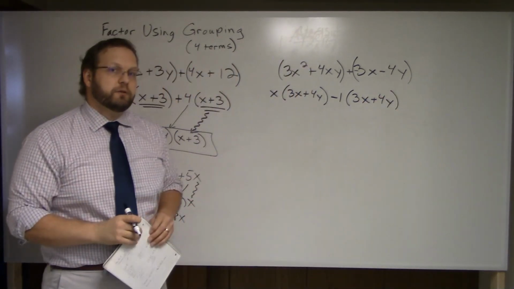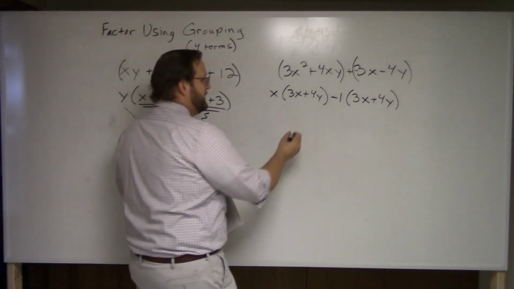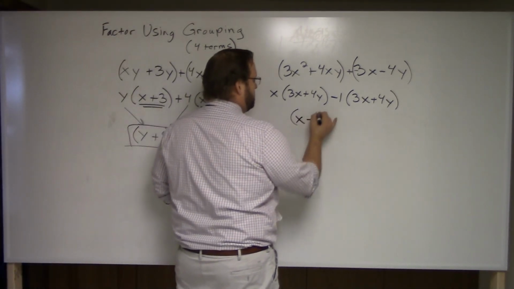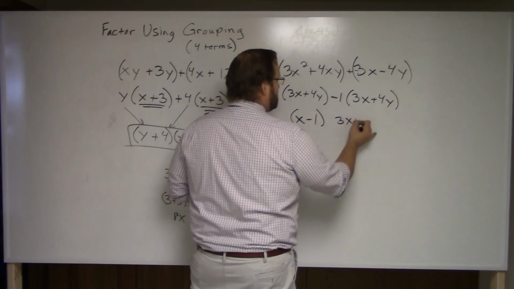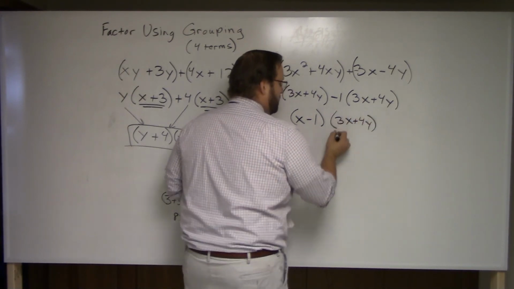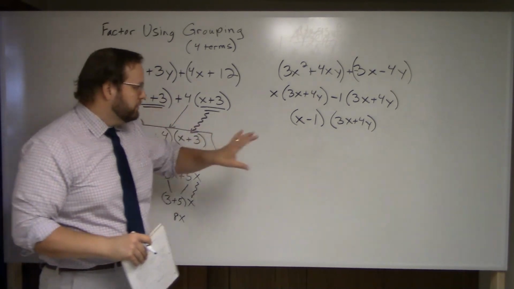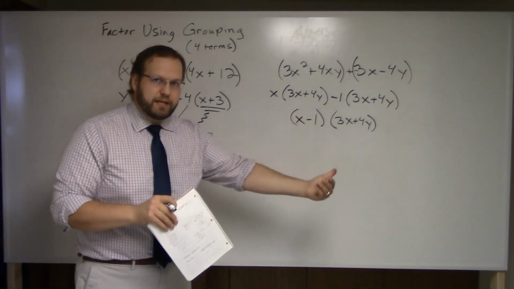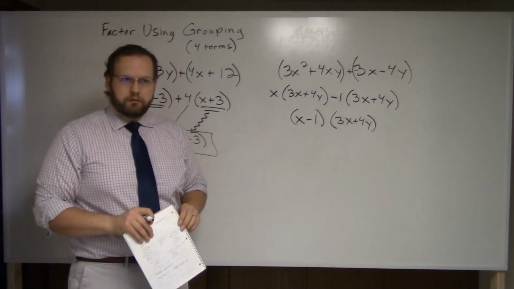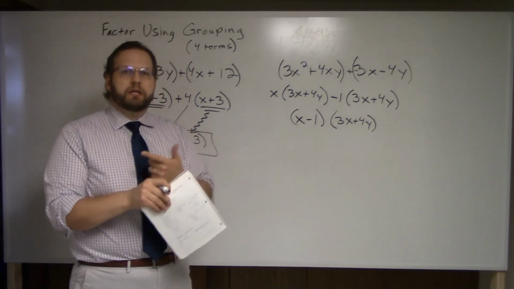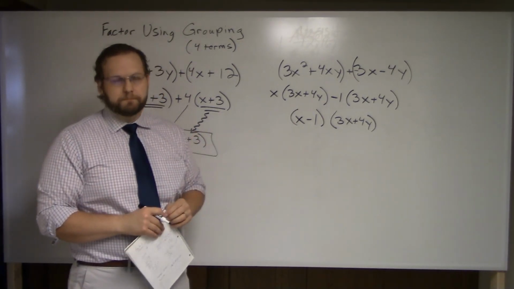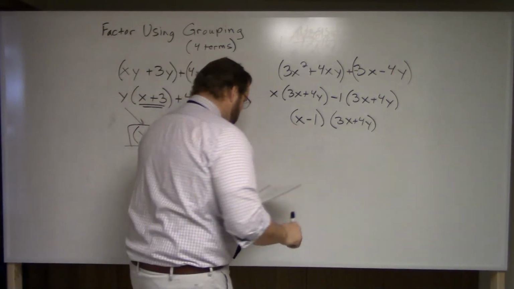And look at how nicely those come out. And then what I get is an x minus 1 and a 3x plus 4y. And there we go. If you write the problem as 3x plus 4y then x minus 1, totally fine. We have that commutative property of multiplication that allows you to switch around the order. Okay, let's look at a couple more.